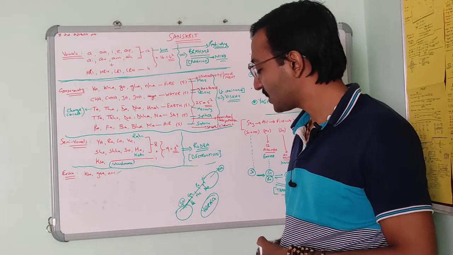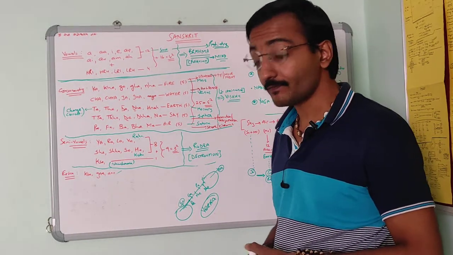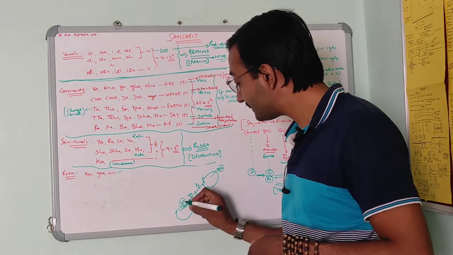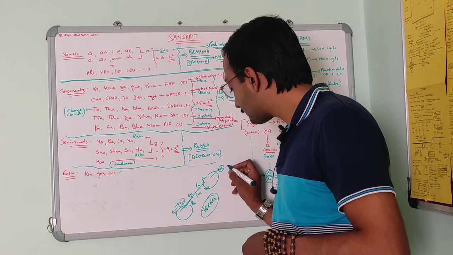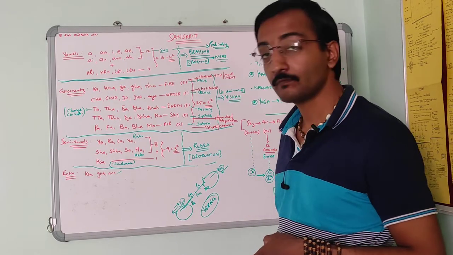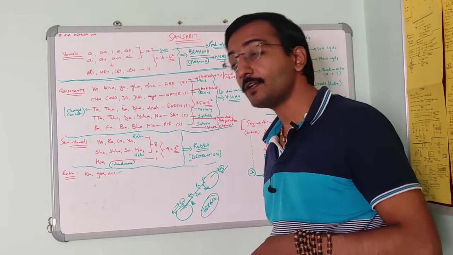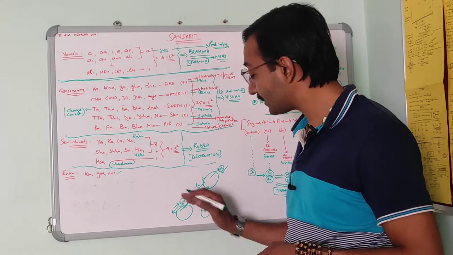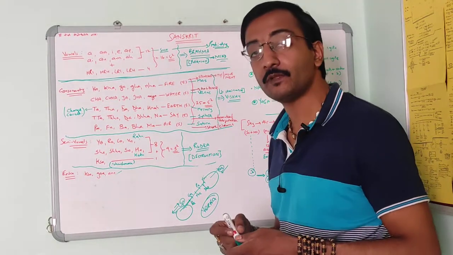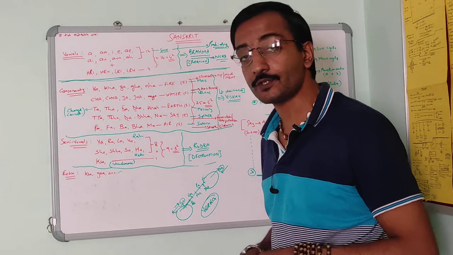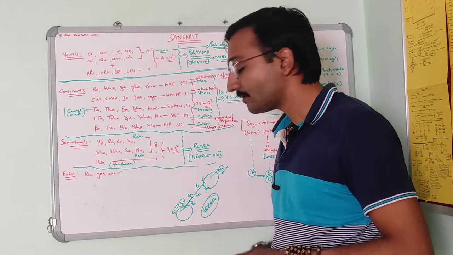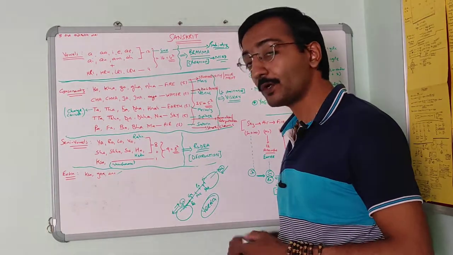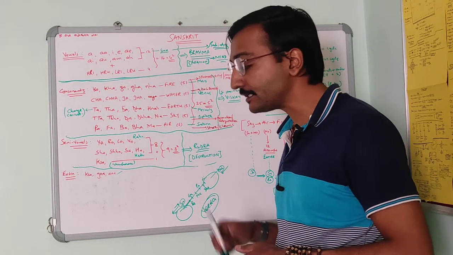Now, if you see clearly, see this Sa. Sa is the entrance and the exit point of the nose. All these seven swars are given a name. This Sa is called Shadaj, Re is called Rishabh, Ga is called Gandhar, Ma is called Madhyam, Pa is called Pancham, Dha is called Dhaiva, and Ni is called Nishad.